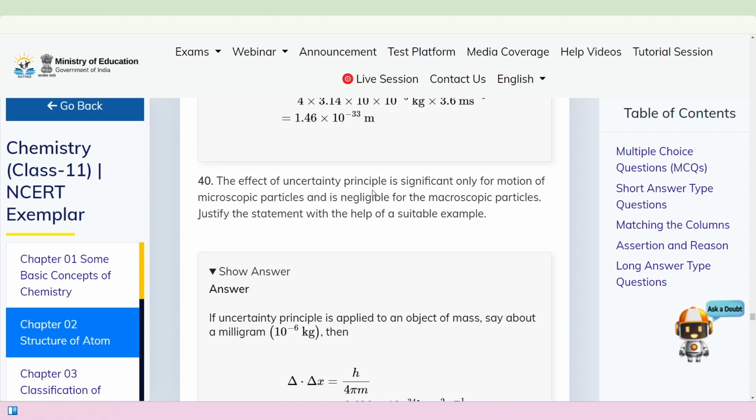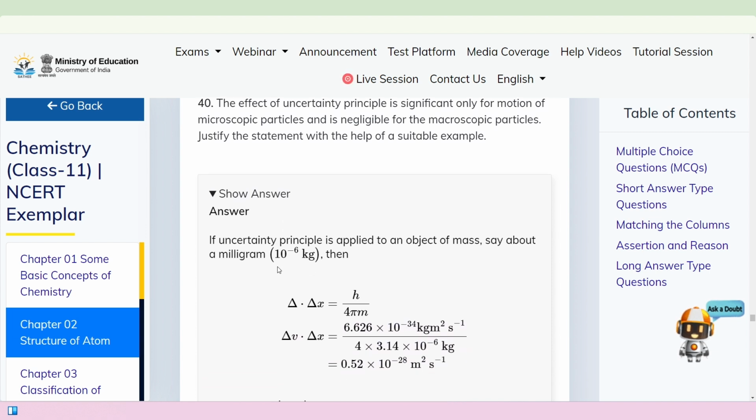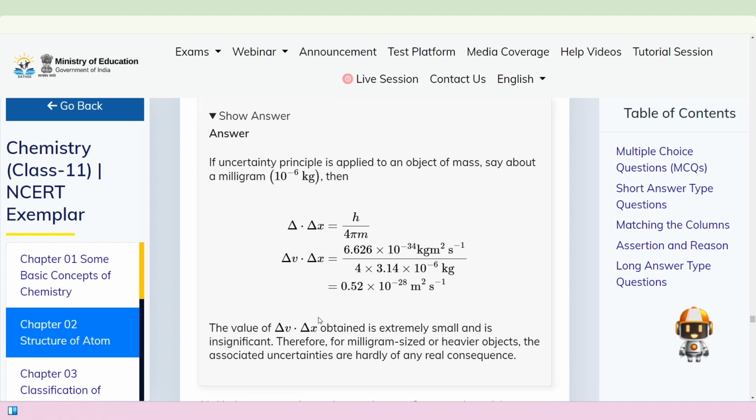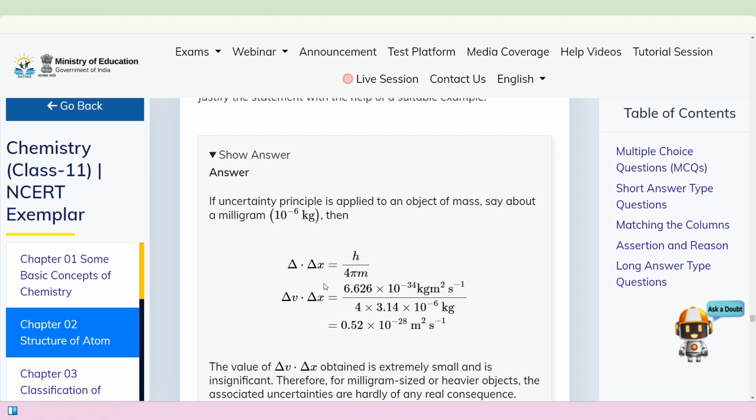Next question. The effect of uncertainty is insignificant only for the motion of macroscopic particles. Justify with the help of an experiment. We have taken an object with a mass of a milligram, a very small substance. We calculated the uncertainty in velocity, and it comes out to be 0.52 into 10 to the power minus 28, which is very, very small. Due to this, we are not seeing the Heisenberg uncertainty principle applicable. Although it is applicable, it is not visible from our current analytical method for calculating the velocity.